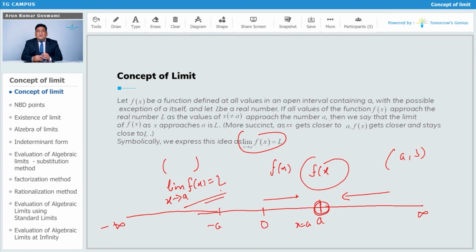Okay, so what is the point? Again, I'm telling you, at this point, if I want to check whether my function exists or not, it means if I approach x is equal to a from both sides, the result should be the same.